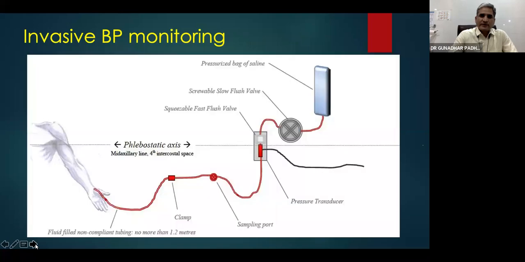In invasive blood pressure monitoring, these are the different connections, starting from the fluid-filled non-compliant tubing of more than 1.2 meters. There is a clamp, a sampling port, and a pressure transducer. The pressure transducer should be kept at the level of the phlebostatic axis, in the mid-axillary line at the fourth intercostal space. There is a flush valve, which is always there to do the fast flush test. There should be a pressurized bag of saline, and the pressure should be maintained in the range of 300 millimeters of mercury. This is the ideal setting of invasive BP monitoring. So any disconnection or any troubleshooting issue at any level can give you an inaccurate value.